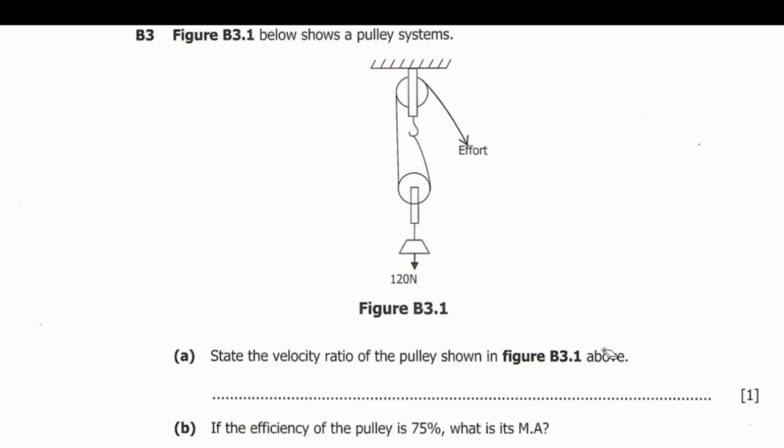So velocity ratio is found by counting the number of strings connecting this upper pulley to the lower pulley. So here there's this string 1 and there's this string here 2. So there are 2 strings. So velocity ratio is equal to the number of strings connecting the lower pulley to the upper pulley. So there will be 1, 2. So velocity ratio is 2.